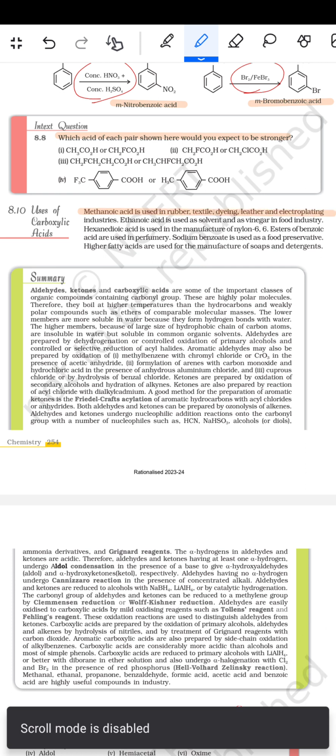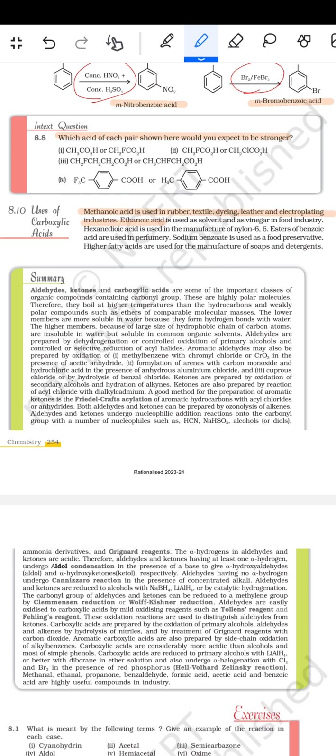Methanoic acid is used in the rubber, textile, dyeing, leather and electroplating industry. Ethanoic acid is used as a solvent and as vinegar in the food industry. Hexanedioic acid is used in the manufacture of nylon 6,6. Esters of benzoic acid are used in perfumery. Sodium benzoate is used as a food preservative. Higher fatty acids are used in the manufacture of soaps and detergents.